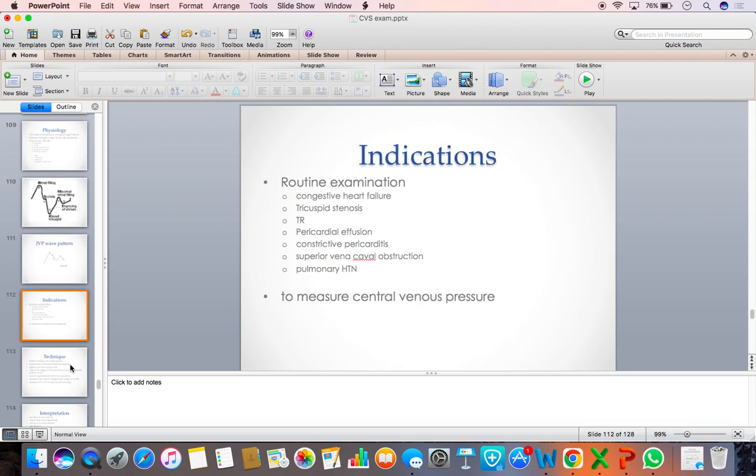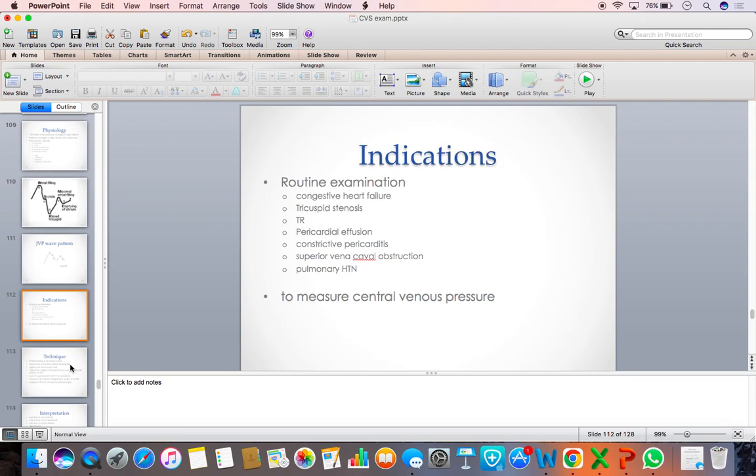What are the changes you note, you observe? In all the conditions except in tricuspid regurgitation, you find the prominent A waves. And in tricuspid regurgitation, V wave is very much prominent. Okay, the mechanism is very simple. In all the conditions wherein A wave is prominent, there is increase in the right atrial pressure, thereby producing the prominent A waves.